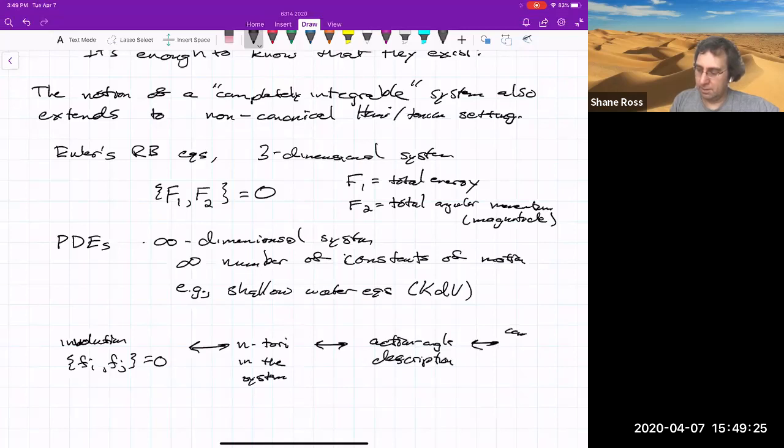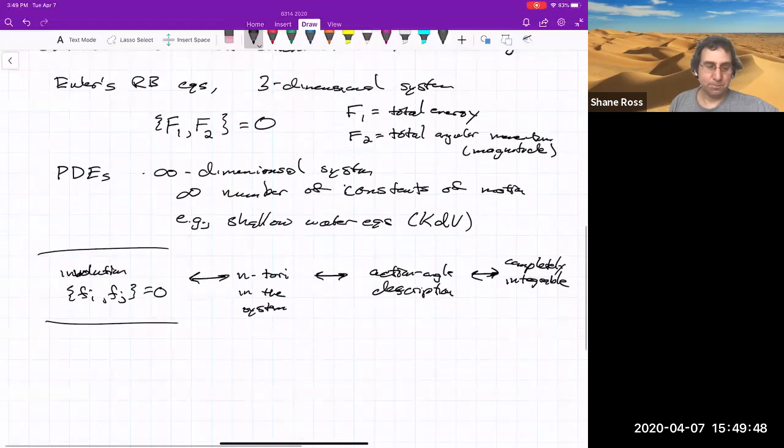And it's completely integrable. So I think all of these arrows are implications going both ways. So if there are n tori in the system, then that means there are some functions in involution, even if you don't know them. It's completely integrable and so on. All right. What else?